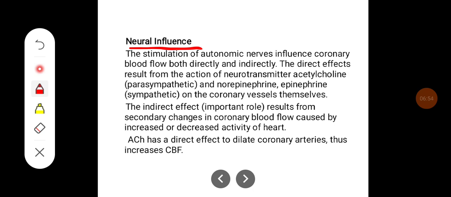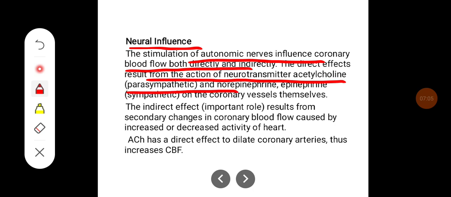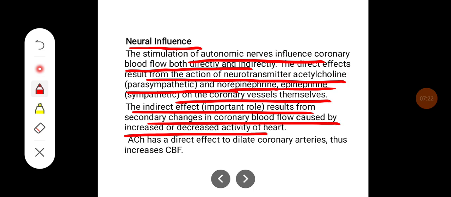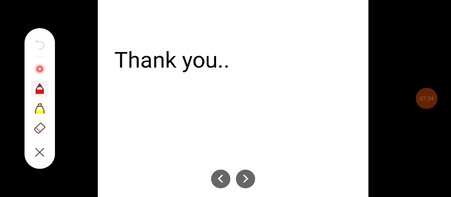Neural influence: the stimulation of autonomic nerves influences coronary blood flow both directly and indirectly. The direct effect results from the action of the neurotransmitters acetylcholine, which is parasympathetic, and norepinephrine and epinephrine, which are sympathetic, on the coronary vessels themselves. The indirect effect results from secondary changes in the coronary blood flow caused by increased or decreased activity of the heart. Acetylcholine has a direct effect to dilate coronary arteries, thus it increases the coronary blood flow. So this is in brief about the coronary blood flow. Thank you.